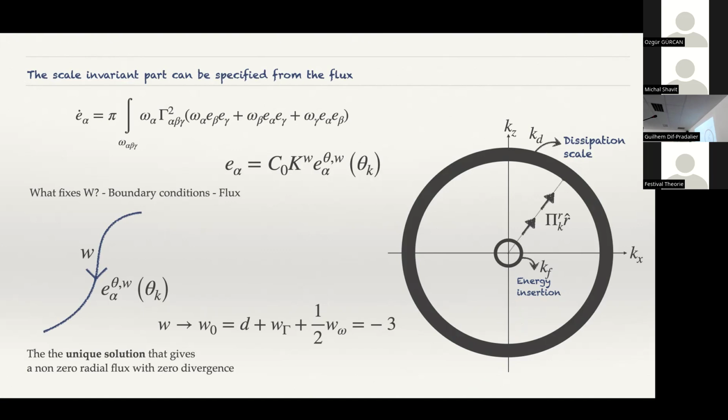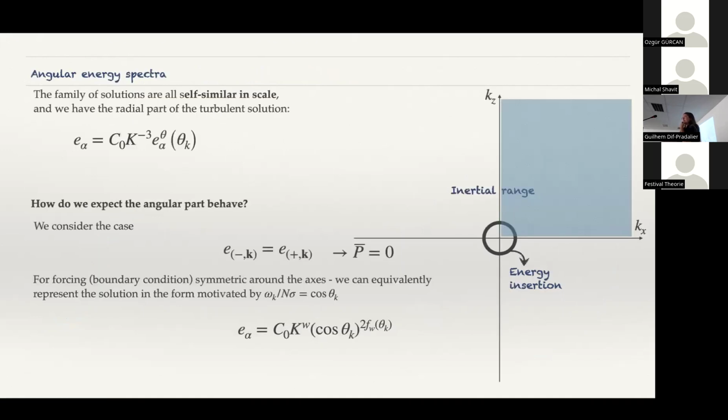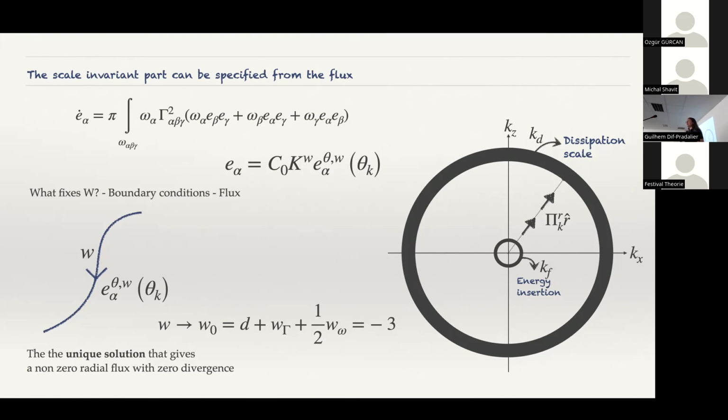So now I'm looking at this part. For each w, maybe I can find an F(w) that will make this thing a solution. So I will have a family of solutions that depends on my variable w. And at first I was worried that I will have a family of solutions and then what I'm going to do with this family of solutions. But if you're writing the flux.